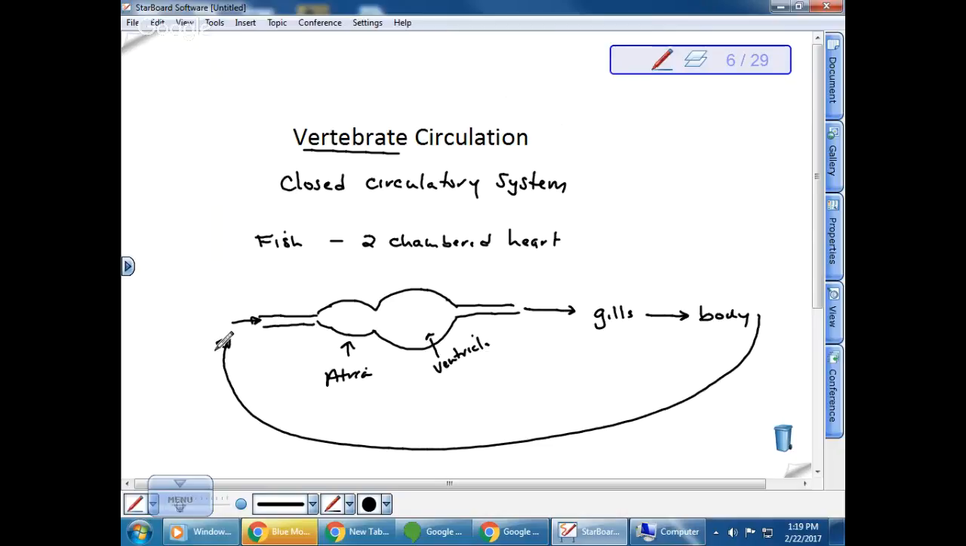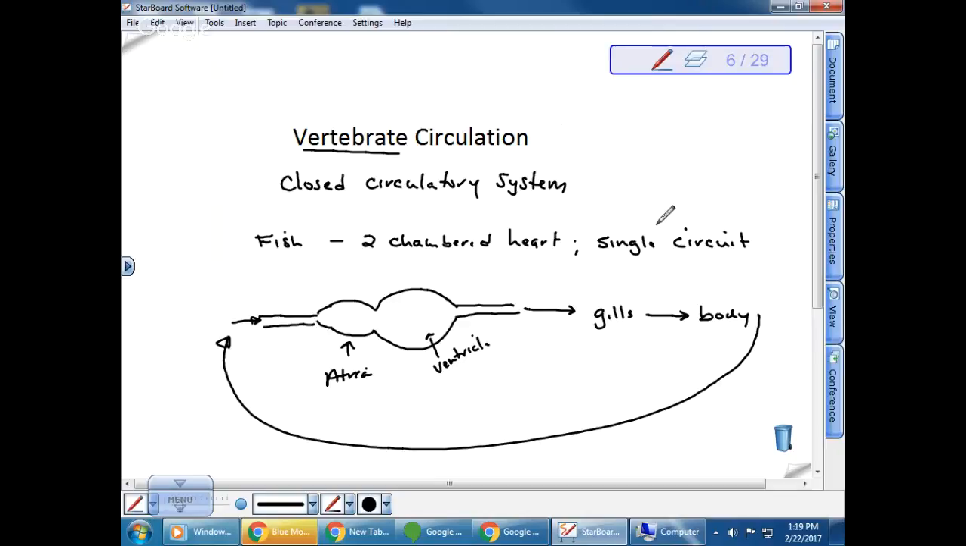So the thing about this system is it is a single circuit. And that is why we only need one atria. Now, it's not very efficient because once it goes out to the gills, it starts to lose pressure as it goes through the capillaries, and then it's under low pressure as it goes out to the body. So blood starts to become really slow moving by the time it gets back to the heart.